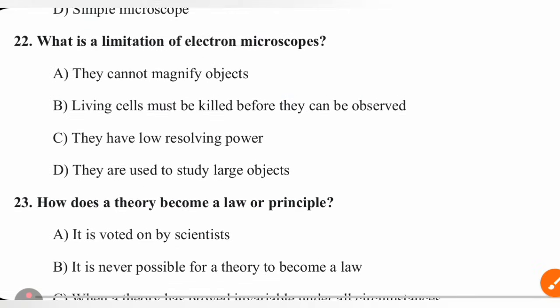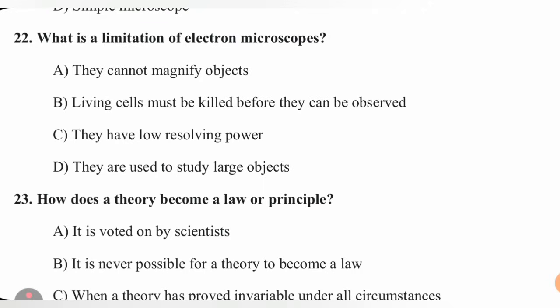What is a limitation of the electron microscope? A. They cannot magnify objects. B. Living cells must be killed before they can be observed. C. They have low resolving power. D. They are used to study large objects. Limitation of electron microscope.